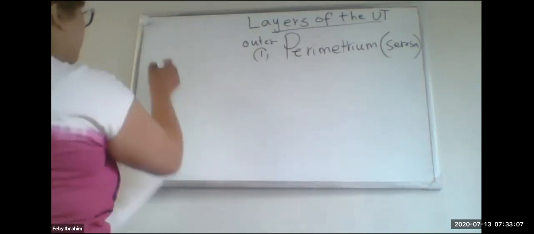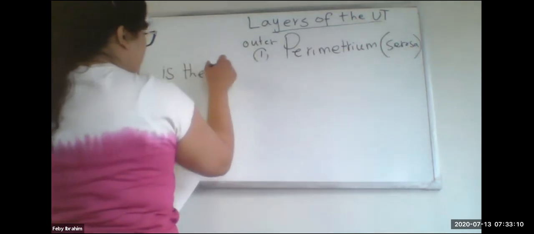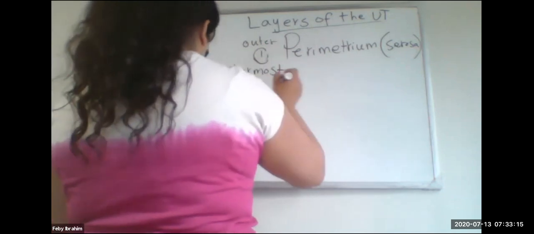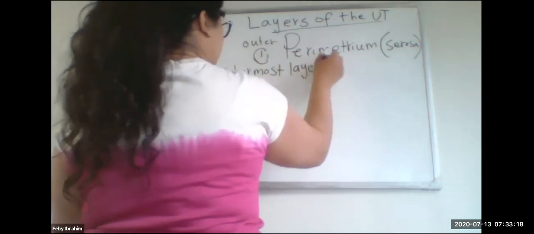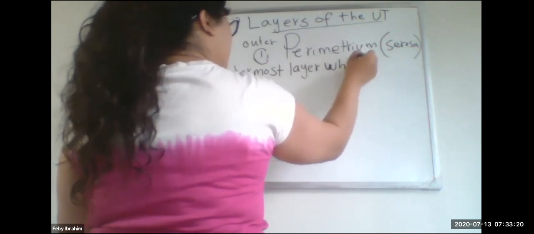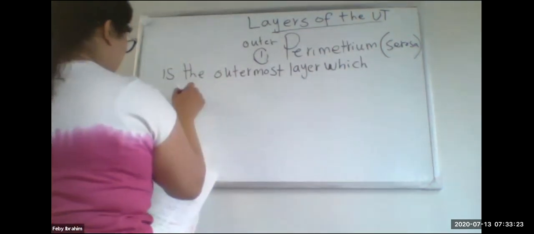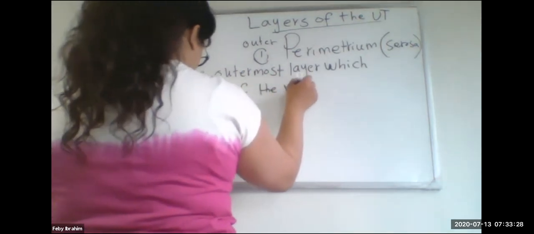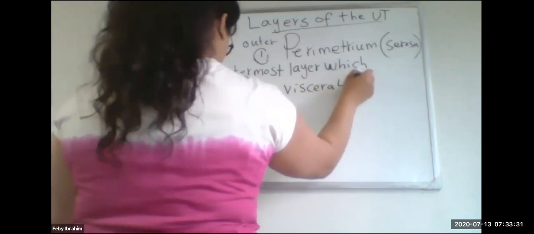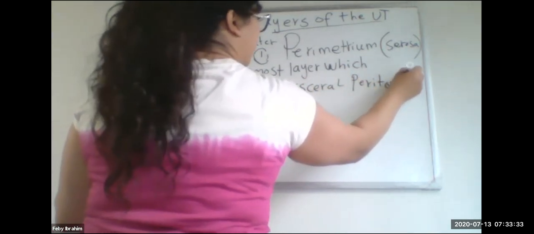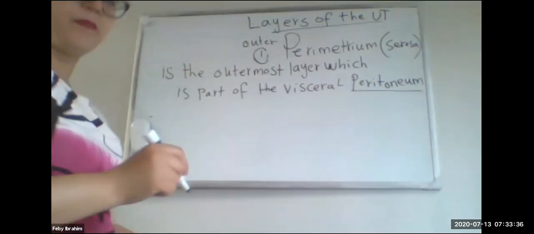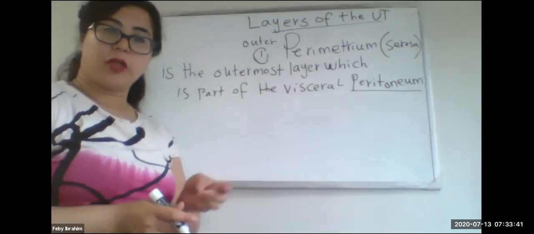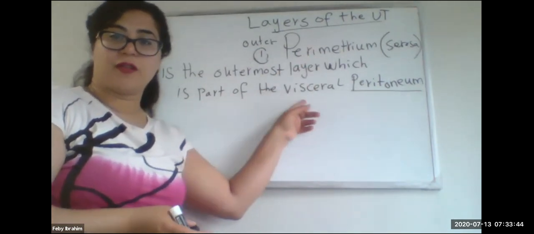So this one is the outermost layer, which is part of the visceral peritoneum. So perimetrium is the outermost layer and it's a part of the visceral peritoneum.